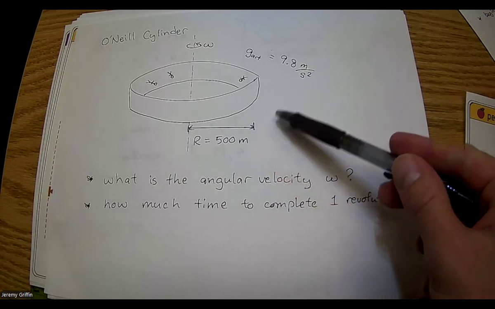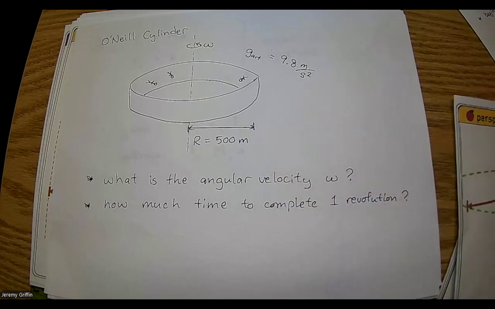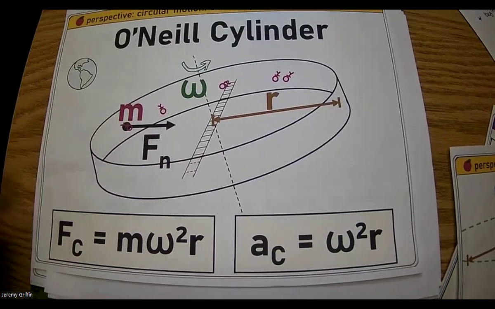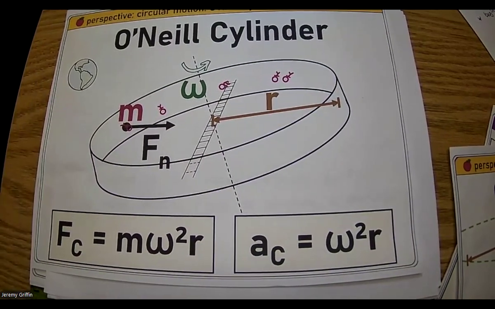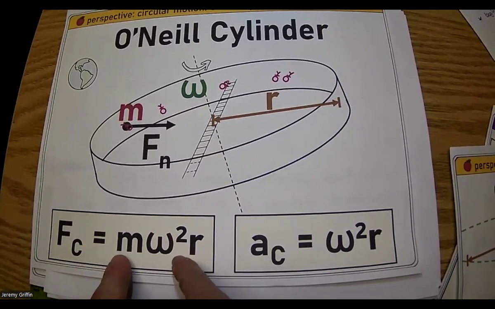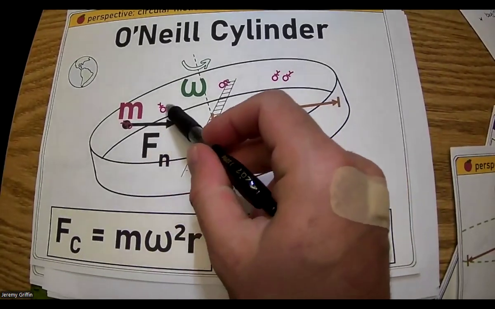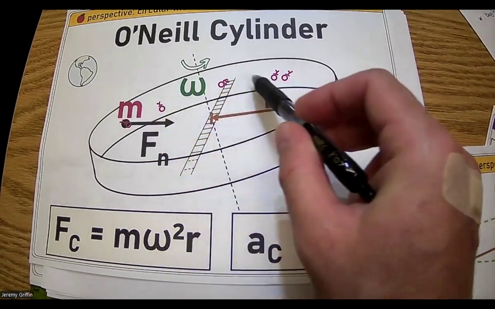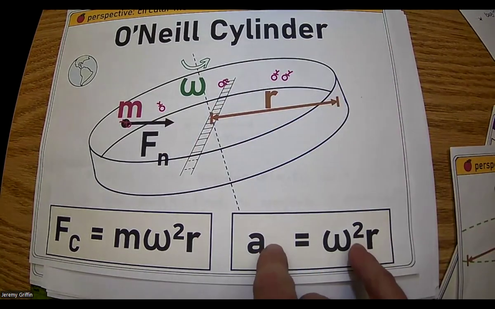It's 500 meters radius, and you're targeting 9.8 meters per second squared. So let's do this. Centripetal force could be m omega squared times r. But do you think all these people walking around the inside have a different mass m? They all experience the same fake gravity field. That's really just this right here.